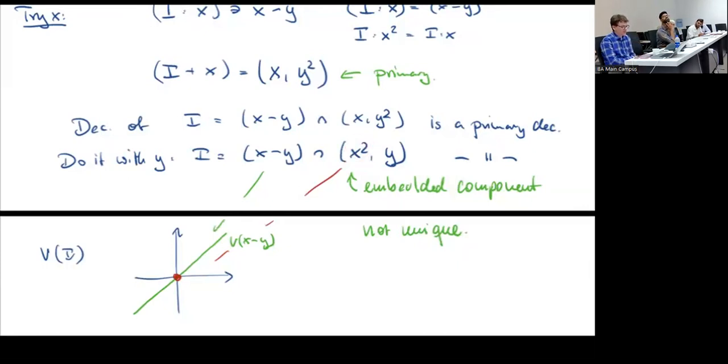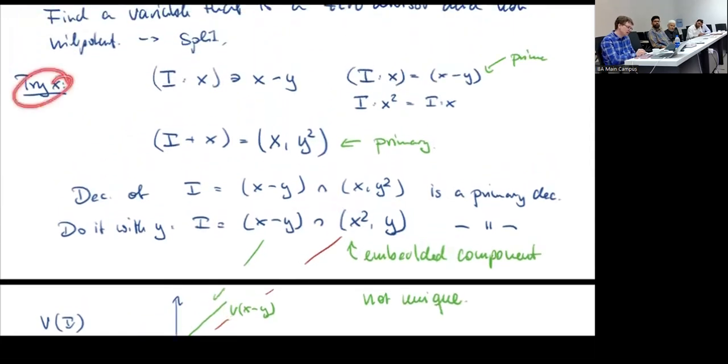If it was x comma y, the intersection would be redundant. We could leave out that part, the larger one, but here it's an irredundant intersection. Remember, yesterday I decomposed this ideal into 3 components. Why did I do this? Because here we're making a choice. We're choosing, I either want to use x or I want to use y, and I get 2 different choices.